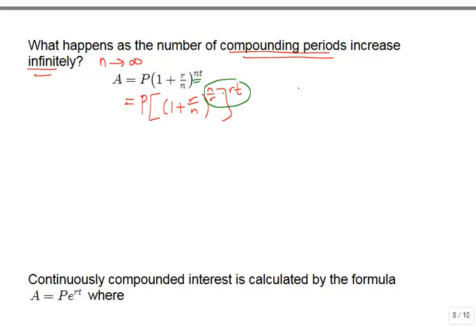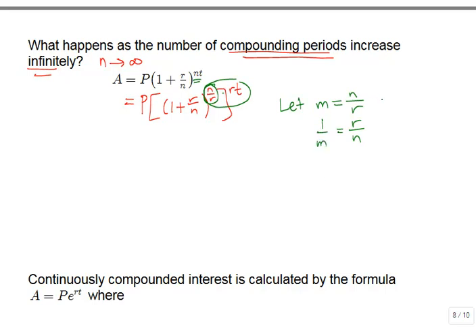And now I'm going to create a new variable, and I'm going to call it m, and I'm going to let this m represent this fraction n over r, this power right here. This is going to turn into my m. So notice a couple of things here. If m is n over r, then what is r over n? Well, it's the reciprocal of m, so it would be 1 over m, correct?